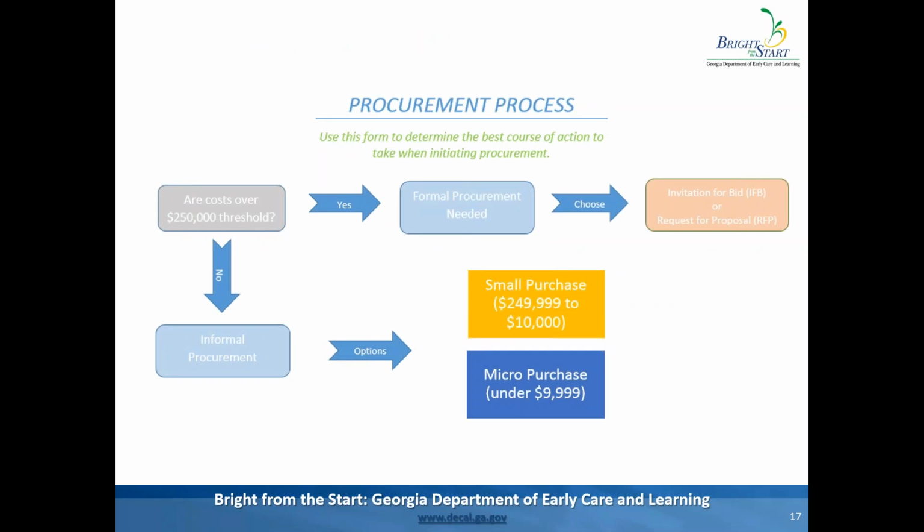So this is just a simple chart to map out the procurement process that you would utilize. So for example, we would start over to the left. Are your costs over the $250,000 threshold? In most cases, if it is yes, you will proceed with formal procurement. If the answer is no, you will proceed with informal, and then from there you would opt to choose small purchase based off of your food costs or micro purchase.